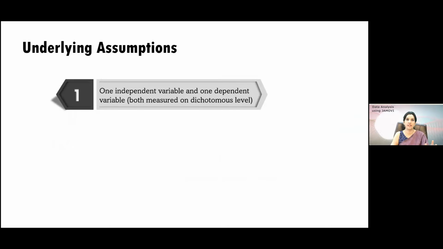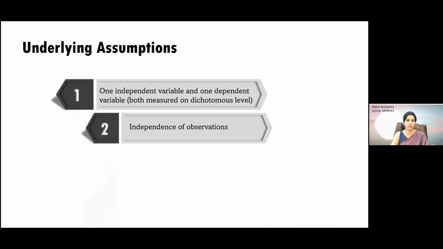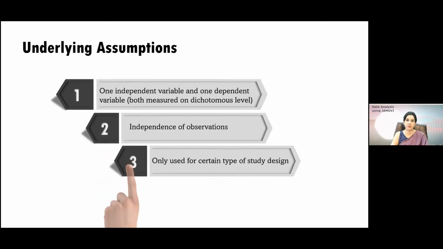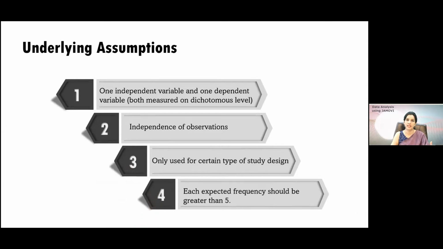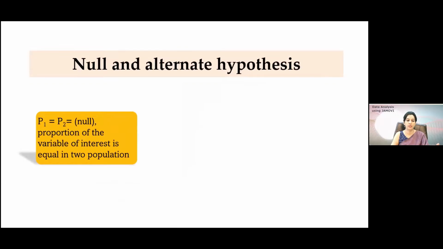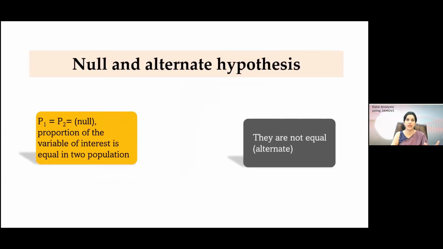So the underlying assumption is that there is one independent variable and one dependent variable, and both are measured on a dichotomous level. There is an independence of observation, like we did for the previous two types of chi-square, and it can be used only for a certain type of research design. And the expected cell frequency, like all other chi-square, should be greater than 5. So the null hypothesis in this case is that the proportion in the two populations is equal, and the alternate hypothesis is that they are not equal.